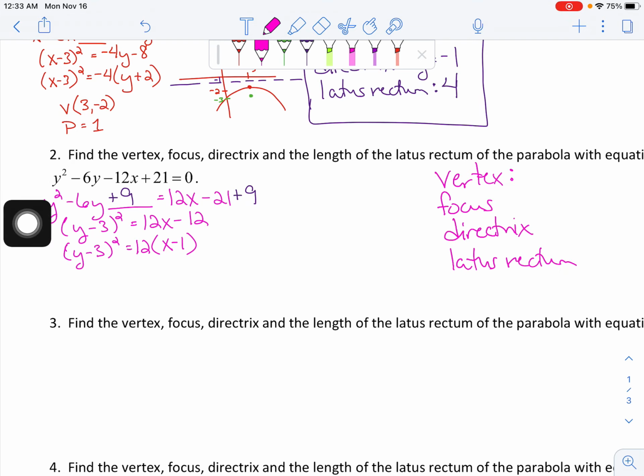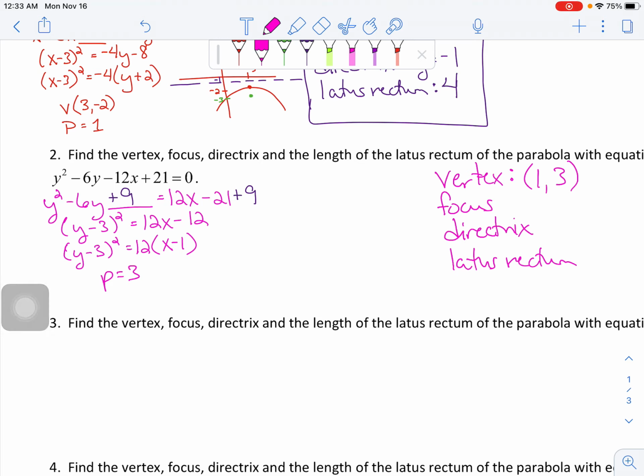Okay. So now that we've got this in standard form, we can absolutely pull the vertex. Now be careful. Remember, the x value comes first and then the y value. I say that as a remember because, you know, I've only made that mistake a couple of dozen times. All right. So positive 1 and positive 3. Focal distance here is going to be 3. It's the absolute value of 12, which is 12 divided by 4. Focal distance is 3.